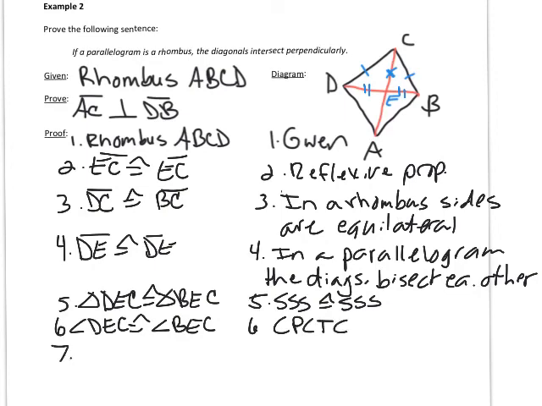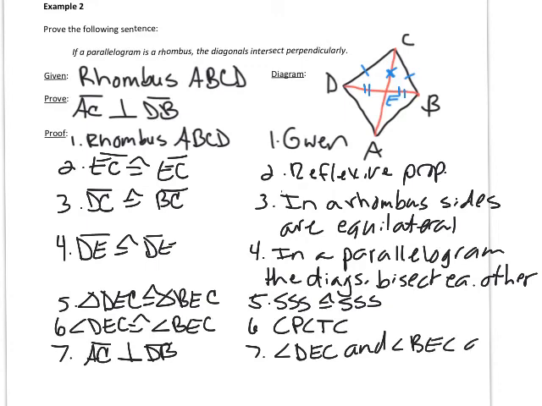Since they are equal and they are a linear pair, we can now say that AC is perpendicular to DB because angle DEC and angle BEC are right angles.